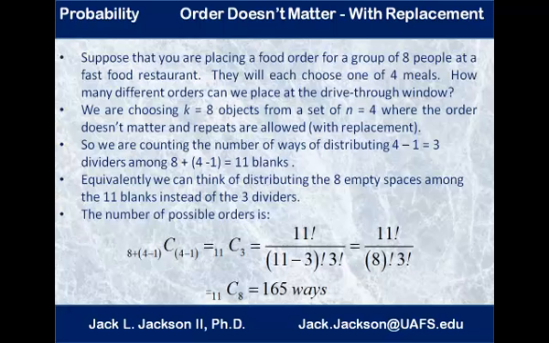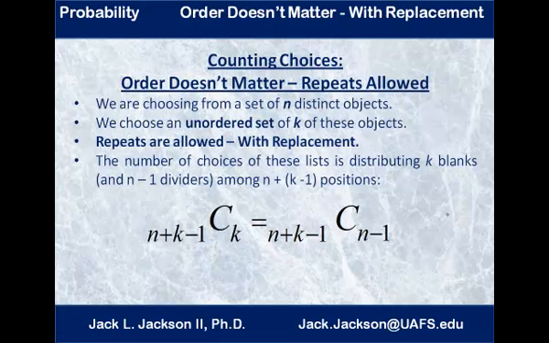Alright, so let's do this in general. If we're counting choices, again, it's an unordered set of k objects, and there are n distinct objects to choose from. This time we are allowing repeats, so it's with replacement. The number of choices of these lists is the same as distributing k blanks among n plus k minus 1 positions, or equivalently distributing n minus 1 dividers among n plus k minus 1 positions. So that is n plus k minus 1 choose k, or n plus k minus 1 choose n minus 1. Either way you want to think of that.